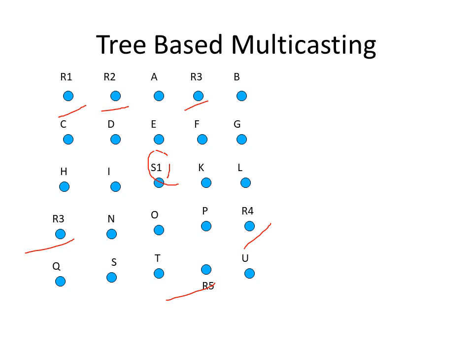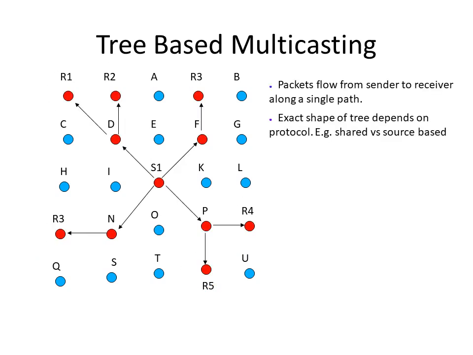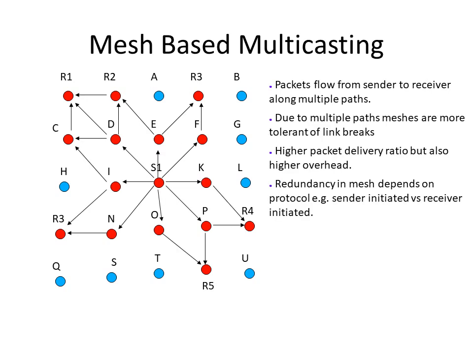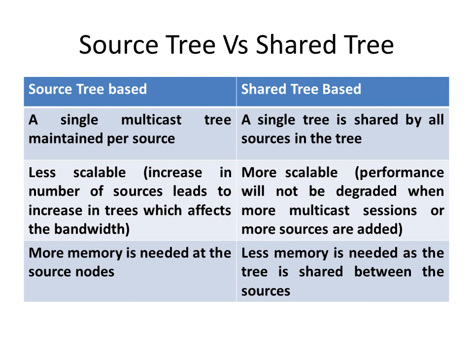Now here you have S1, where the tree is maintained from the sender to the receiver along a single path. So that single path is what we're talking about, right? If a source based tree breaks, it's going to become a problem. Whereas in a mesh based approach, it can flow from sender to receiver along multiple paths. So despite failures, you still have the state information being maintained by the other nodes, which can help you achieve a high packet delivery ratio. But you do understand that this is going to have a higher overhead, right? So that's the mesh-based idea.